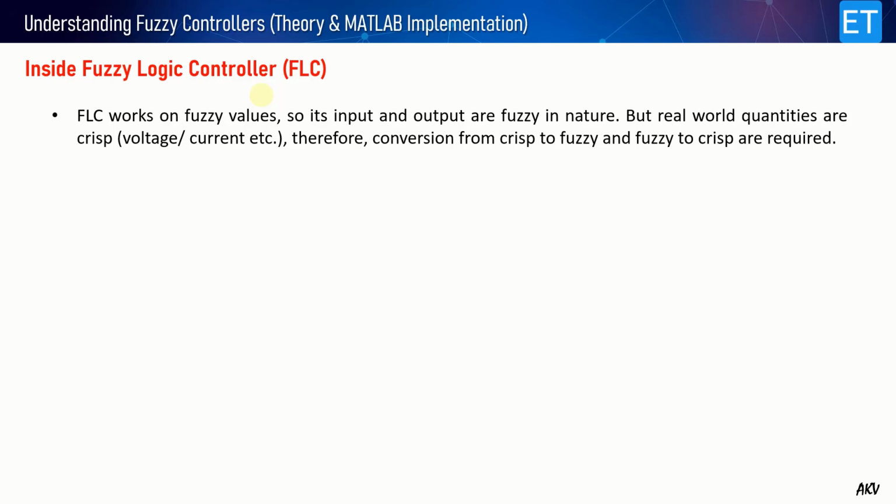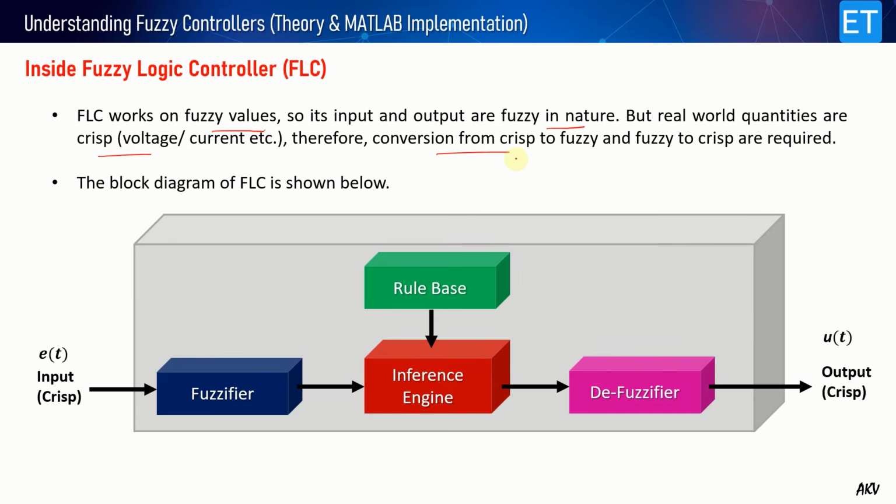Actually, the FLC works on fuzzy values, not on crisp values. So both the inputs and outputs are fuzzy in nature. But we know that real world quantities are not fuzzy, they are crisp, such as some voltage or current magnitude. Therefore, conversion from crisp to fuzzy and fuzzy to crisp is required for the FLC. So the block diagram is shown here.